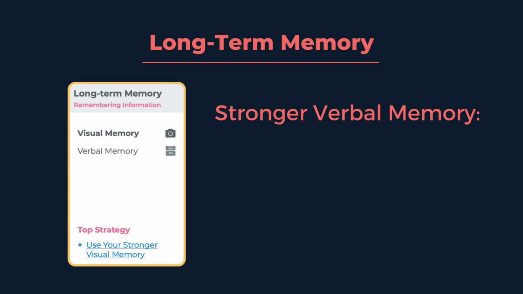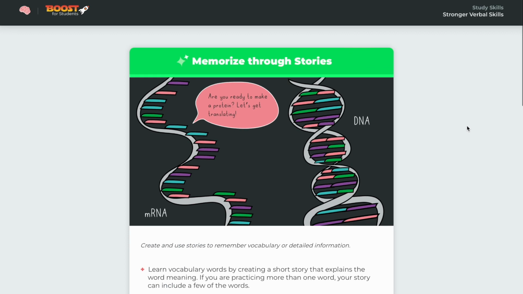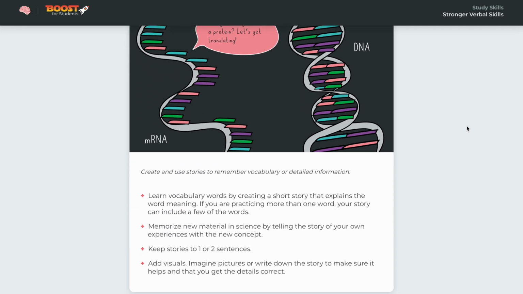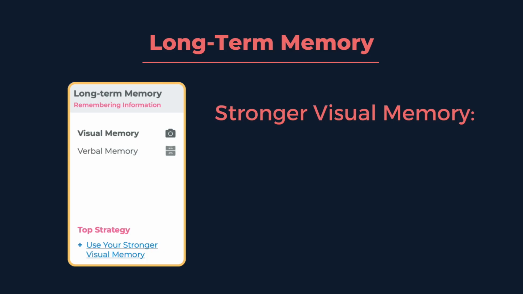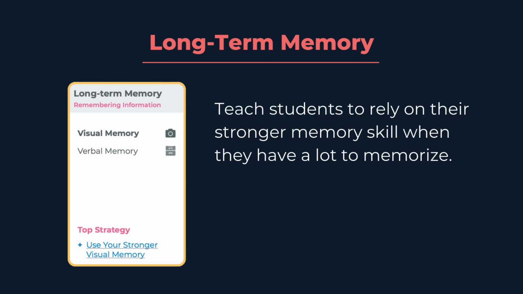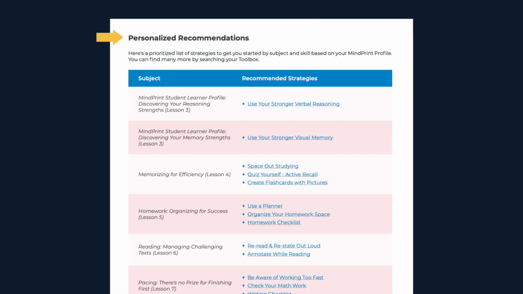Students with stronger verbal memory should use words to retain things, such as this strategy here. Whereas students with stronger visual memories should use pictures, colors, diagrams, or other nonverbal mnemonics. You always want students to rely on their stronger memory skill when they've got a lot to memorize. You'll find strategies to do this here and on the second page of the student learner profile.